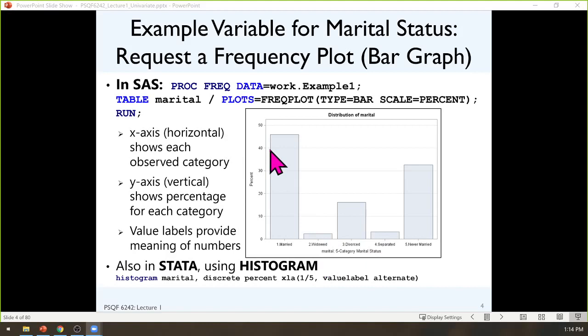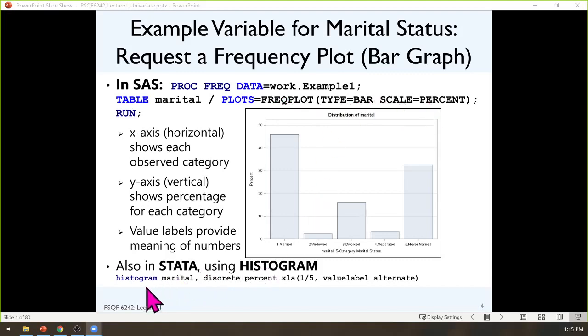And to make this picture in SAS, it is this addition to the table line. So in SAS, slashes separate options for what you want out of the column. So marital is the name of the column, slash plots then is, okay, what do you want me to do with this besides just spit out the table? And I'm saying, please spit out a bar chart where the scaling of the y-axis is in percentages.